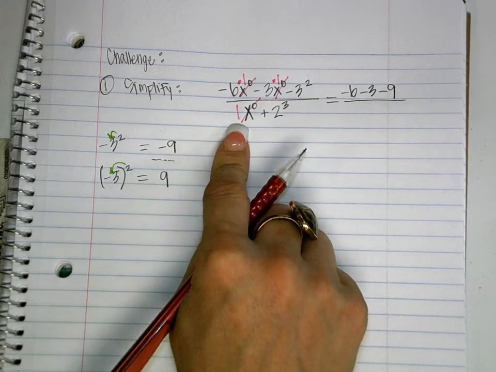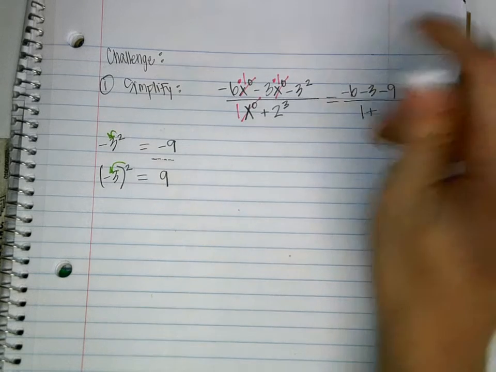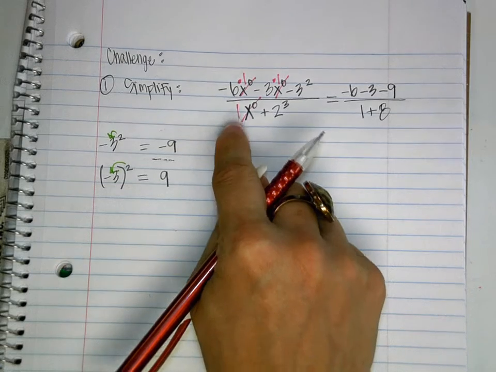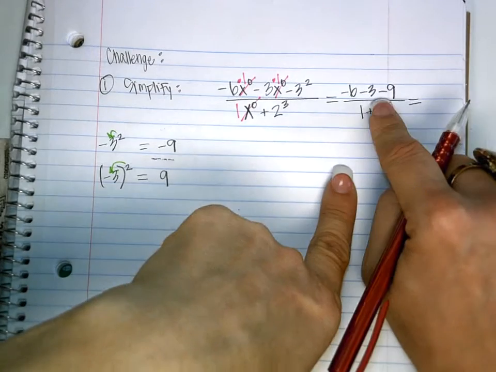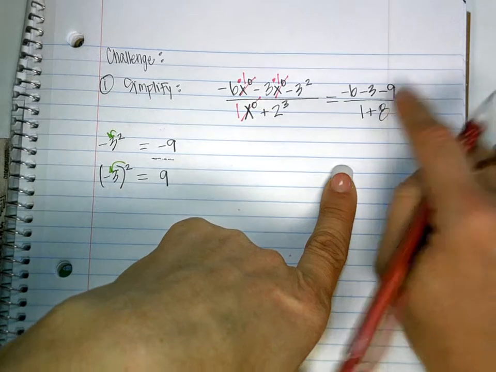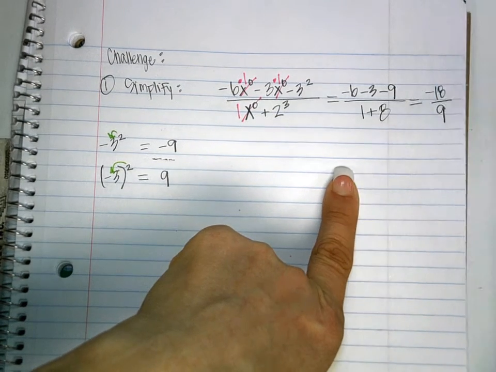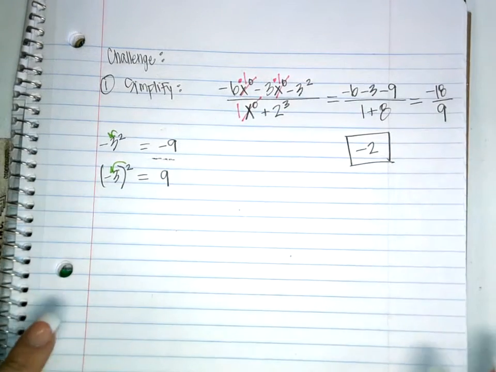Over, there's a reason we keep this 1, because 1 plus 2 to the 3rd is 8. Okay, if you canceled this out, you would lose that 1 and you would make a mistake there. Okay, so if you work this out, negative 6 minus 3 minus 9 gives us negative 18 over 9, and that reduces to be negative 2 as an answer.